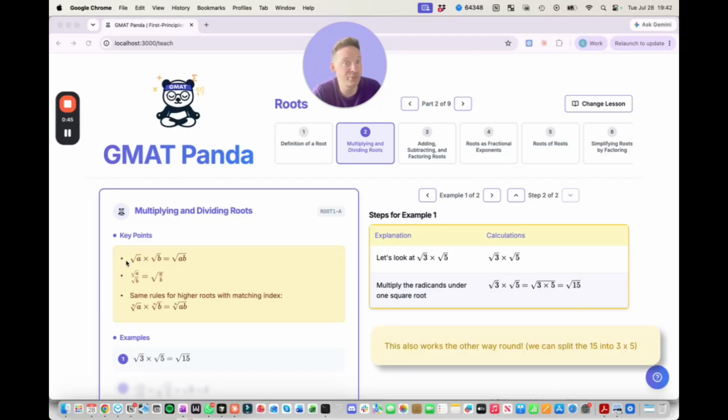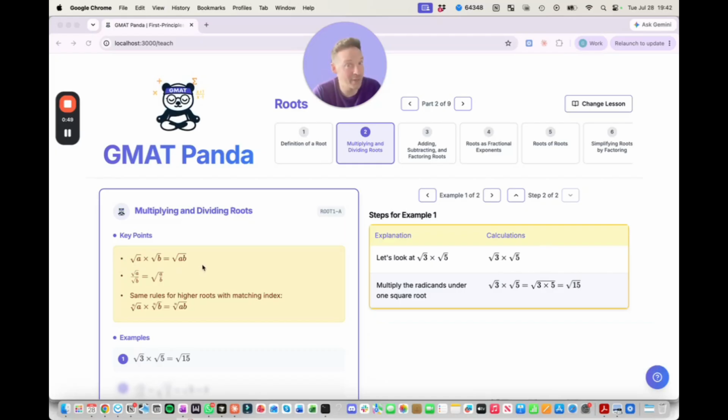And we can actually do that on any number or numbers that are positive, right? So keep in mind that a square root only works for a number that's positive, or at least in the realms of the GMAT. And so therefore, when you do square root of a times square root of b, you'll get square root of a times b, or square root of ab.